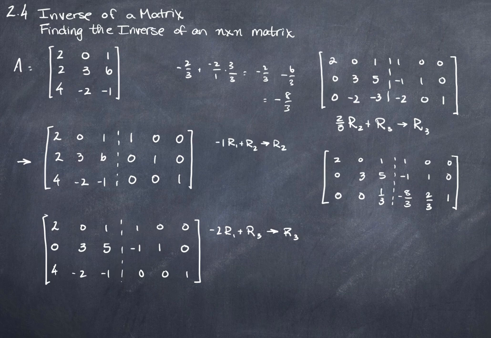Now, I might have been able to do this in one step, but it's going to take me two. This last row here I can see very easily. This becomes a 1 if I just multiply through by 3. So I'm going to take row 3, multiply it by 3, put that into my row 3 position. Row 1 does not change.